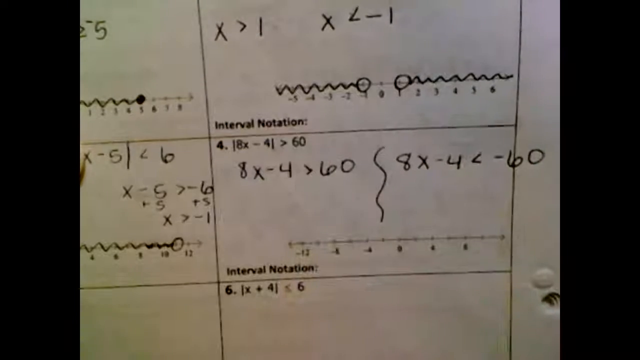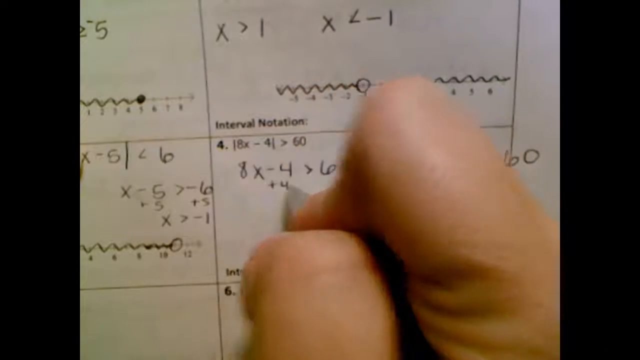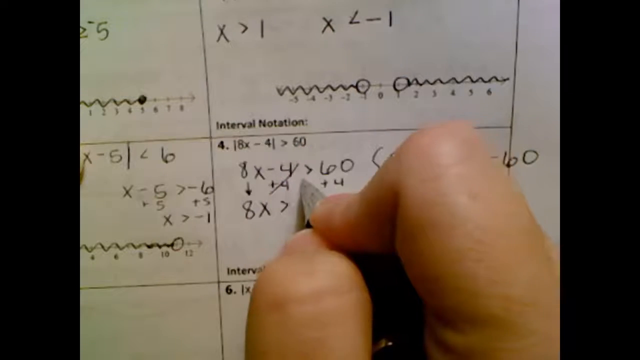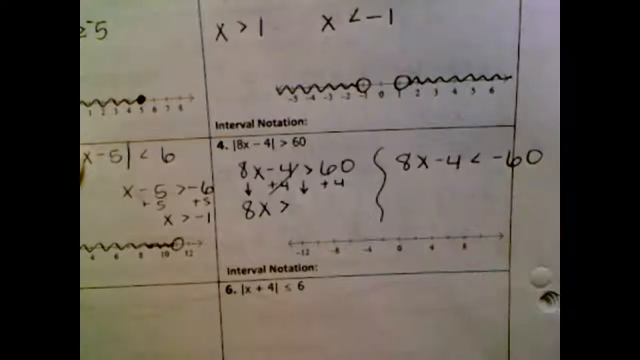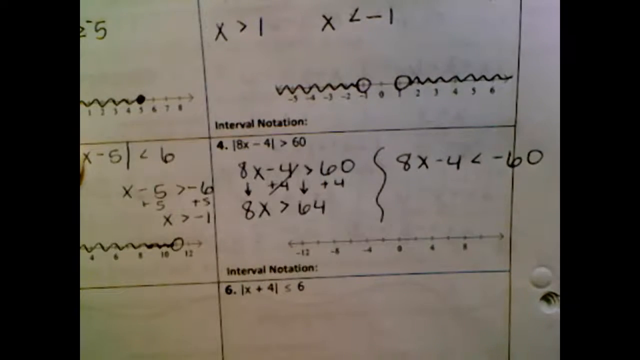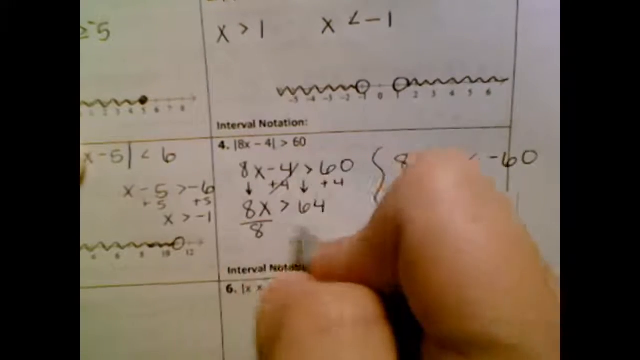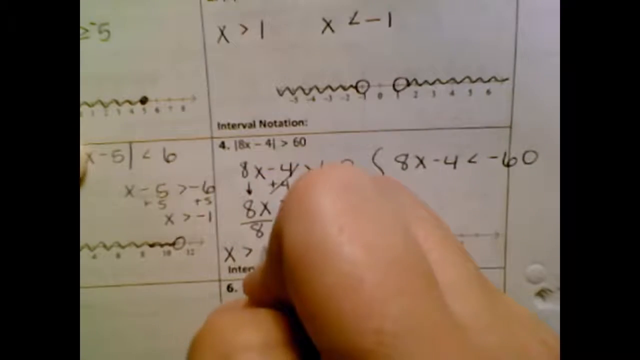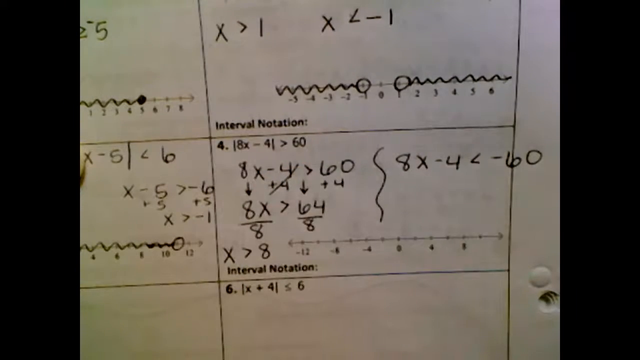So looking at this one, I need to add 4 on both sides. Bring down my 8x, bring down my inequality. 60 plus 4 gives me 64. Then the last step is to divide. So make it x is greater than 8.